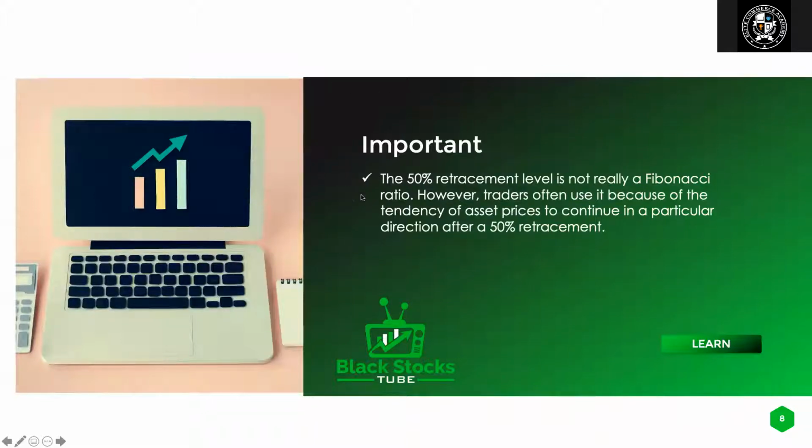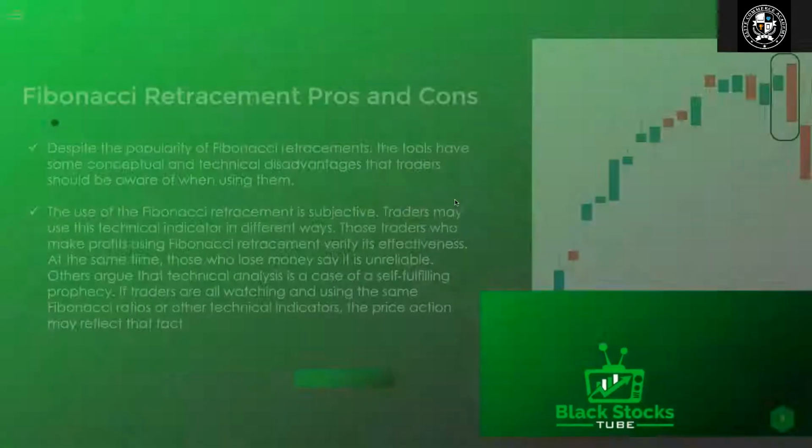So my man asked about the 50%. The 50% retracement level is not really a Fibonacci ratio. However, traders often use it because of the tendency of asset prices to continue in a particular direction after a 50% retracement. So basically what it's saying is if the price is in an uptrend and it starts to retrace, very often you'll find that if you're using the Fibonacci tool, price will drop all the way down around the 50% level and start working its way back up and continuing on the uptrend. So that's why I said 50% level. If it happens to reach that point, then you know that, okay, that's another level of confluence.